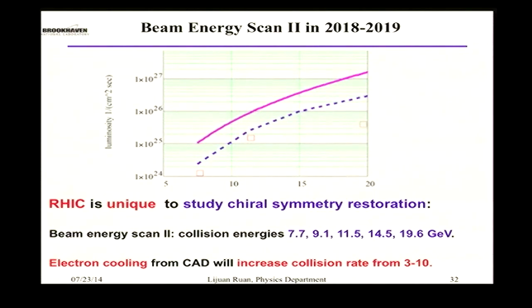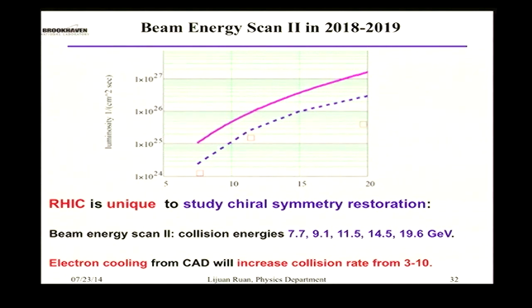To go there, we have to have several upgrades. We have STAR detector upgrades, but most importantly, we need electron cooling upgrades from CAD, the Collider-Accelerator Department. Electron cooling, you can imagine, means you shoot electrons into the RHIC ring to decrease the size of the bunch. This makes the bunch intensity of the gold nuclei beam increase, and therefore the collision rate will increase. Here it shows the luminosity, which you can think of as the collision rate, as a function of energy.